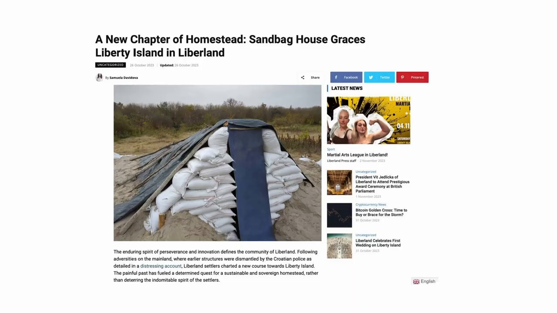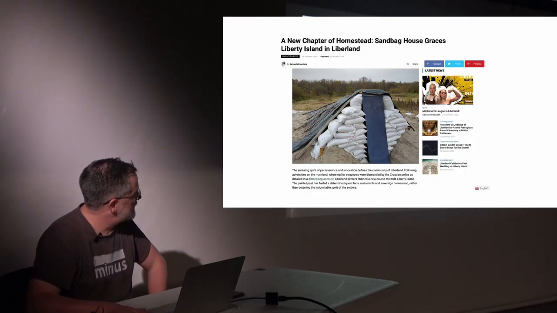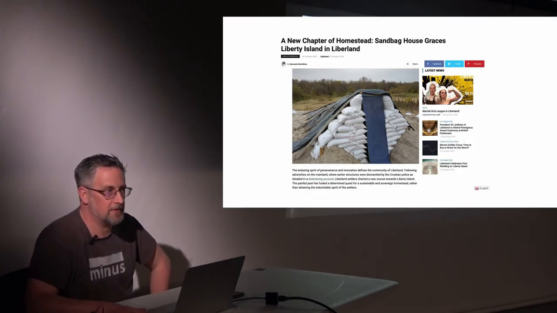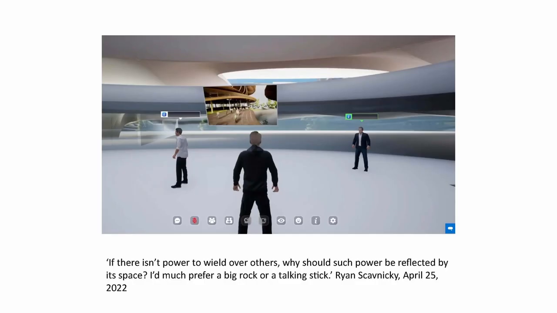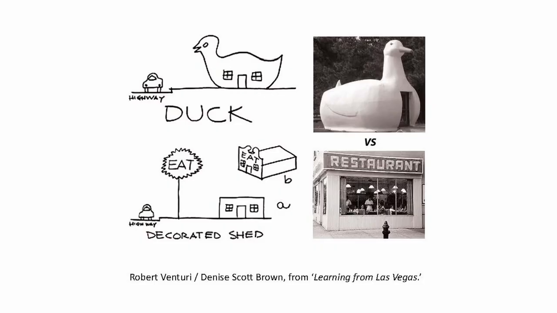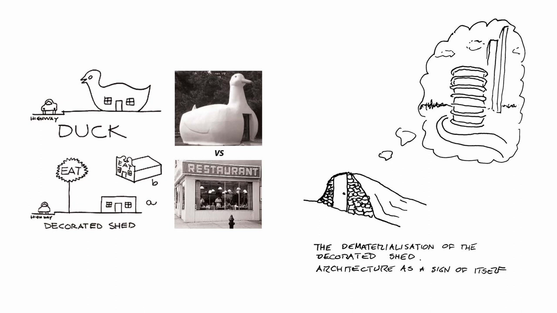And this is the sandbag house on the territory of Liberland, in the no man's land between Serbia and Croatia. So this is what they think it looks like, and this is what it actually looks like. Okay? So I'm showing you these contrasts between the fantasy and the reality here. And for those of you with an architectural background, this is for Robert Venturi's famous slide from Learning from Las Vegas, which established the cultural importance of vernacular architecture. And this is my extension of it, the dematerialization of the decorated shed.